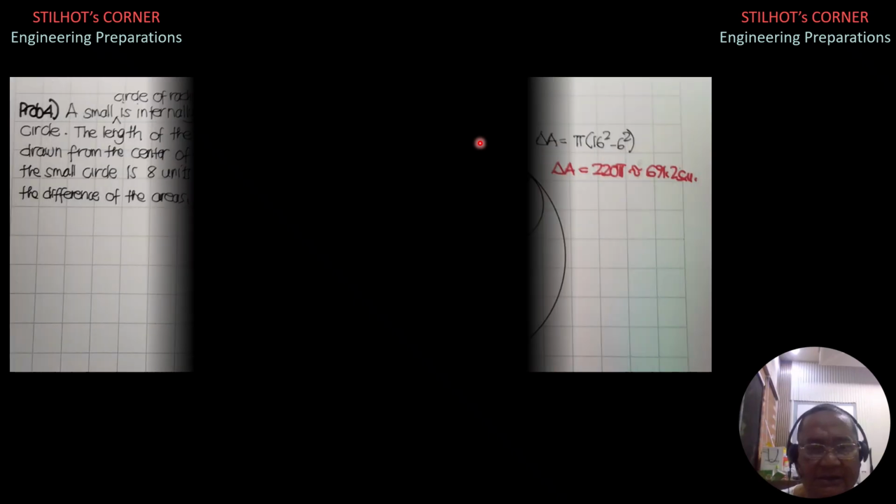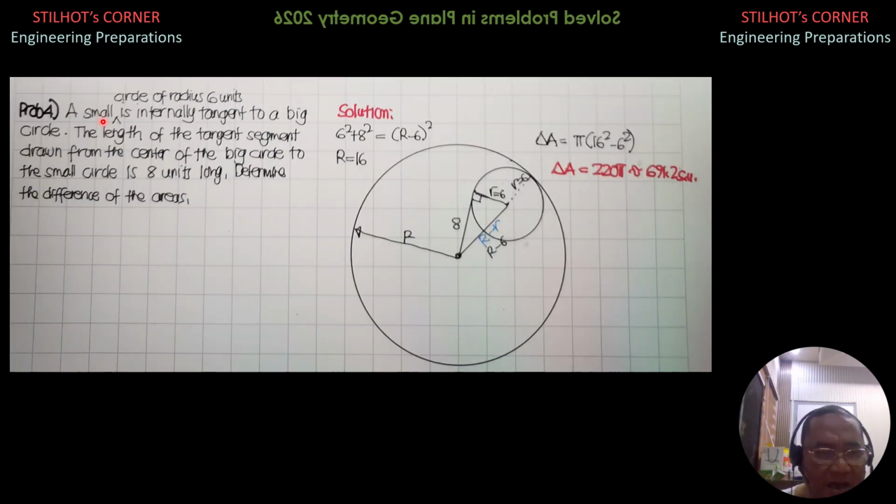So for this problem here, a small circle of radius 6 units is internally tangent to a big circle. The length of the tangent segment drawn from the center of the big circle to the small circle is 8 units long. Determine the difference of the area.